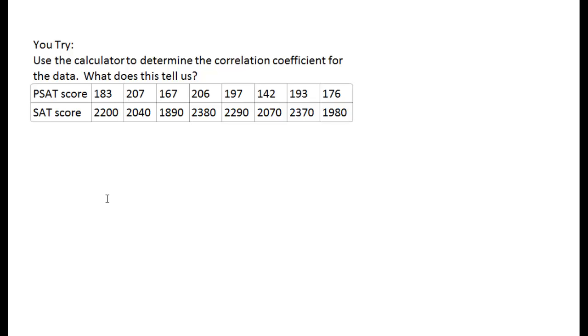In the next video, we're going to be looking a little more at what we can do about deciding whether something correlates or not, and then what we can do with that.